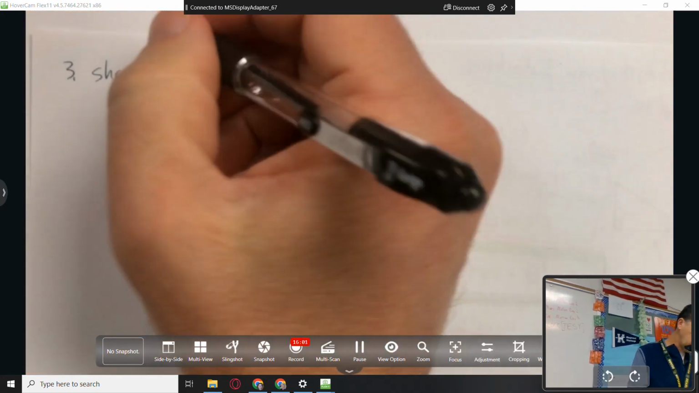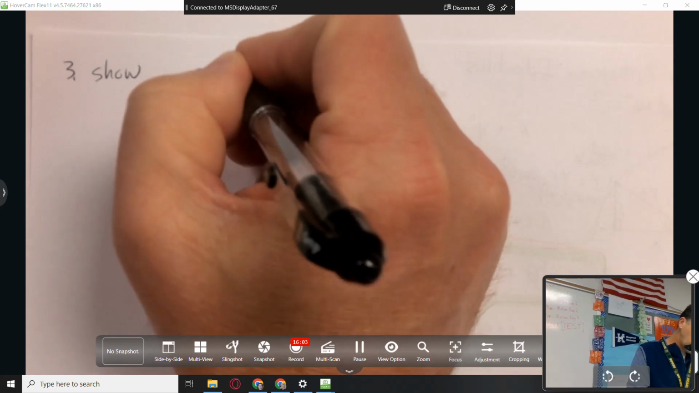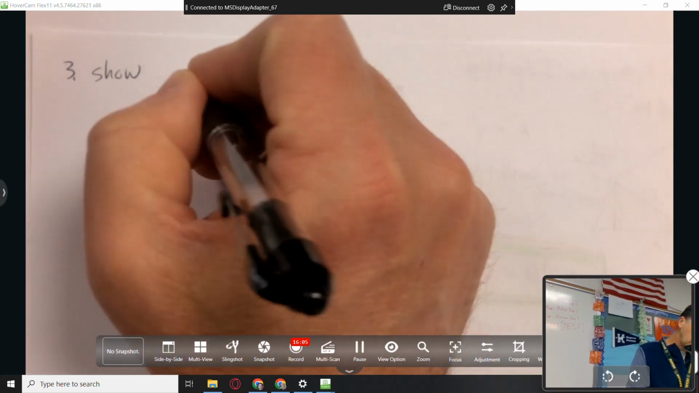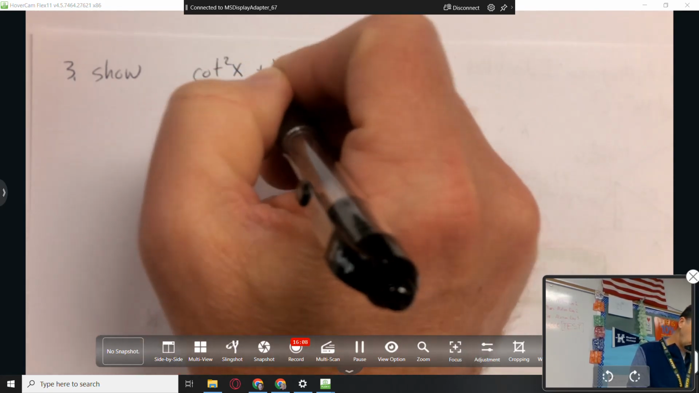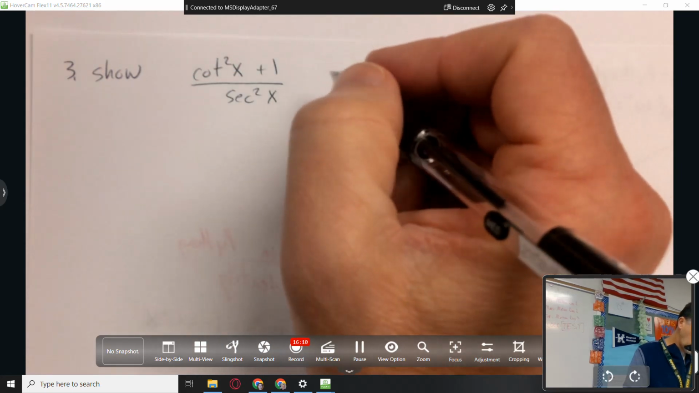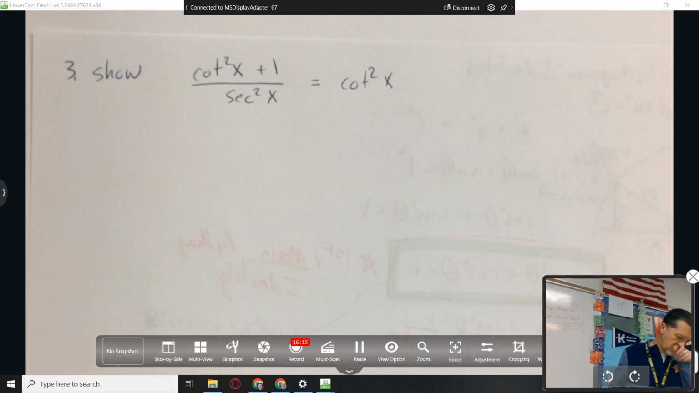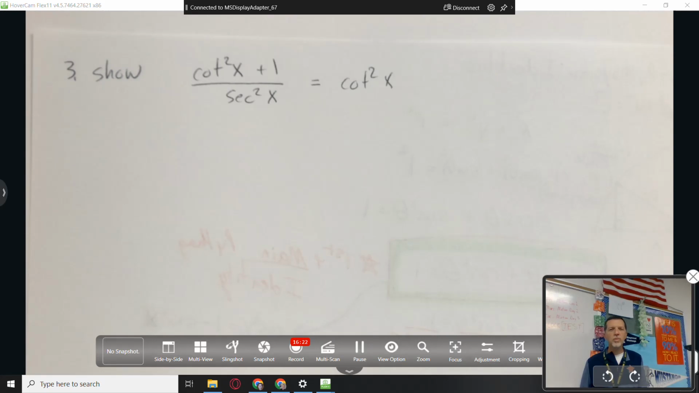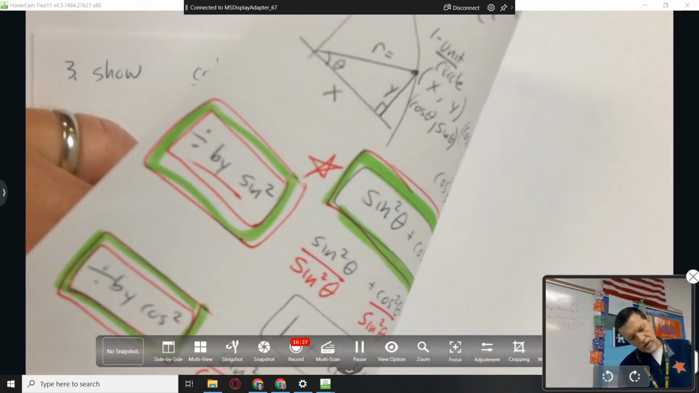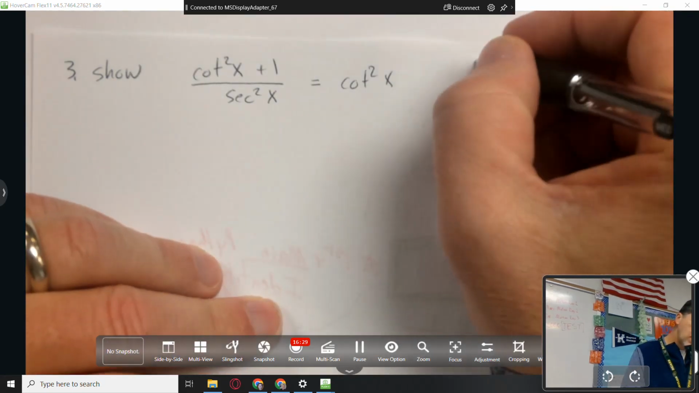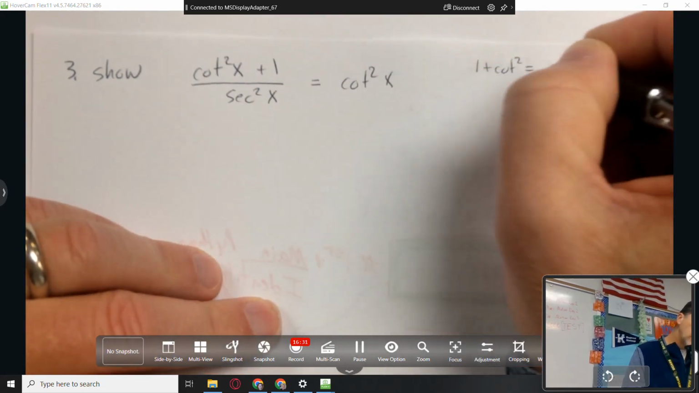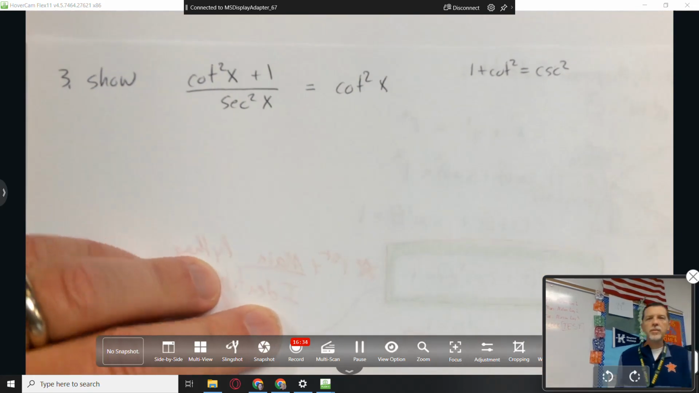Another show problem. Cotangent squared x plus 1 over secant squared x equals cotangent squared x. Okay, cotangent squared plus 1. That looks like a Pythagorean identity. I've got to go peek and see what it was. 1 plus cotangent squared is cosecant squared.